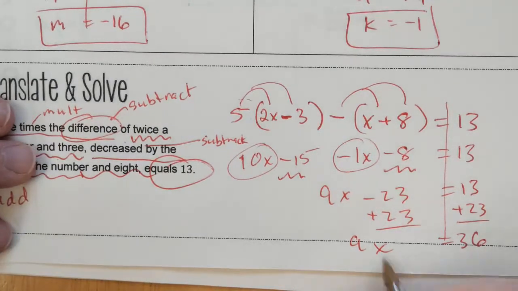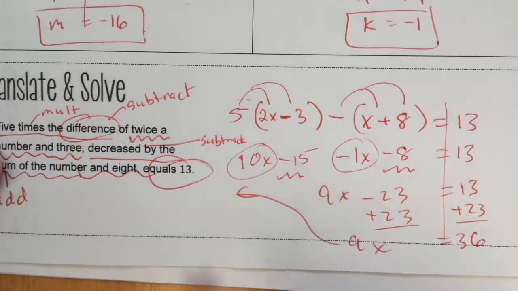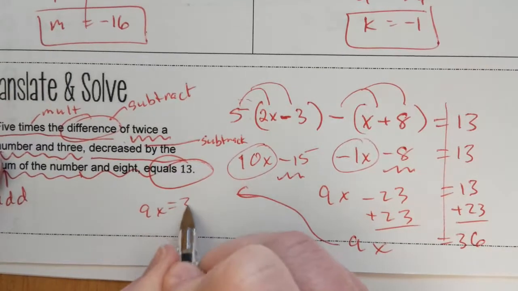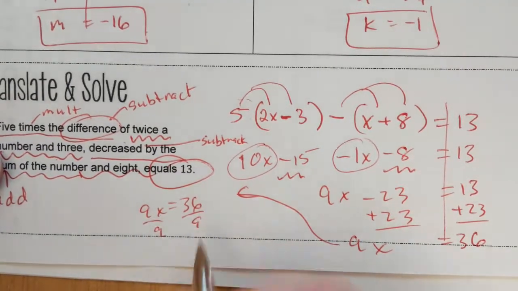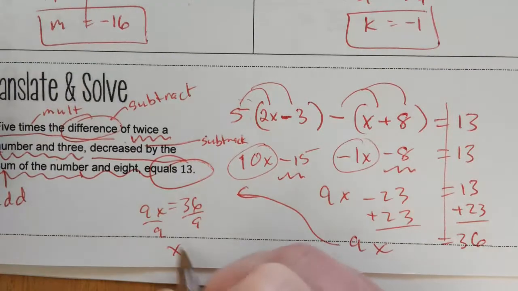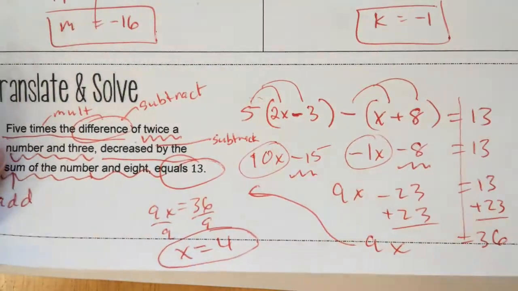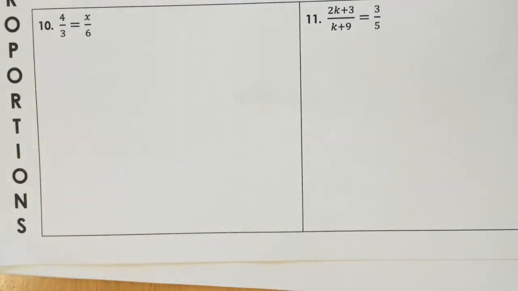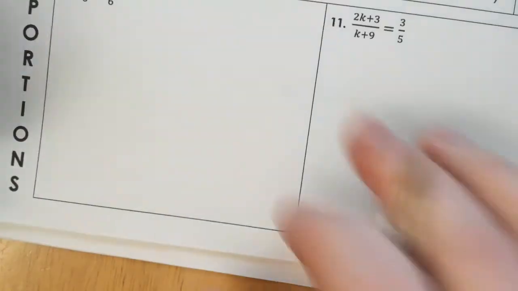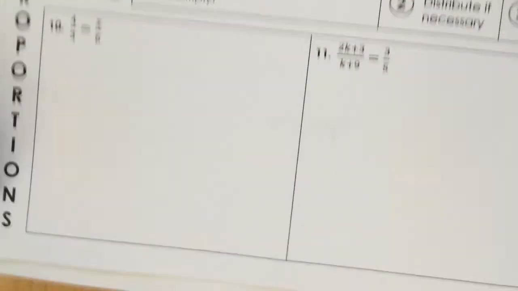Divide that by 9. So I ran out of room, so I'll put it up here. So we have 9x equals 36. Divide by 9 on both sides. And x would equal 4. And that was our special number. Okay, so you have these other pages right here. Same basic idea. Okay, we're going to do these last two right here. Okay, 10 and 11, and then we'll stop.